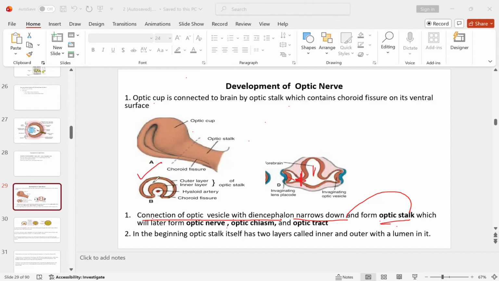This is the structure of the optic stalk. Optic stalk has two layers. The inner layer, this one, and this is the outer layer of the optic stalk. And between the two layers, you can see there is a lumen. The choroid fissure is also present on the ventral inferior surface of the optic stalk. You can see in this diagram. So this is the choroid fissure, and inside the choroid fissure is present the hyaloid artery. So the first step is the formation of optic stalk. So let's now move to the second step.